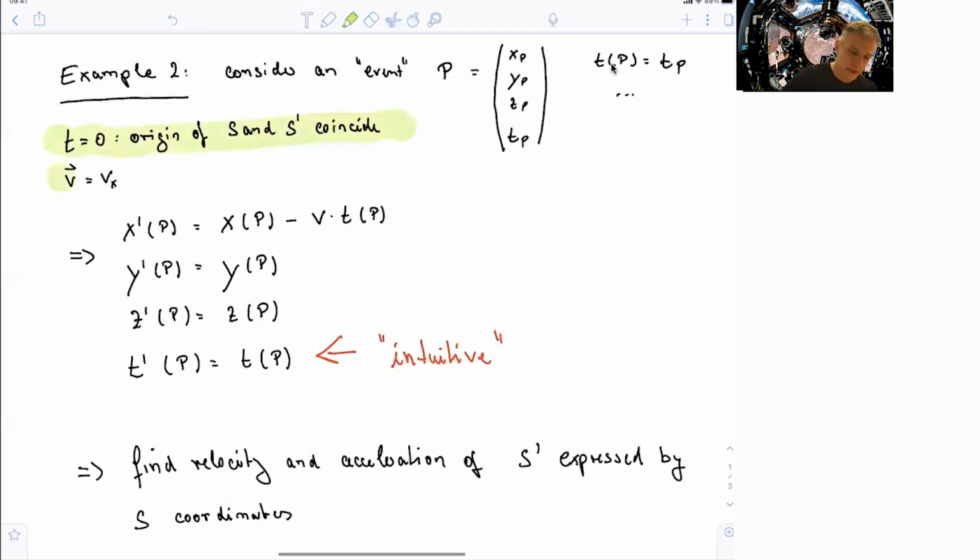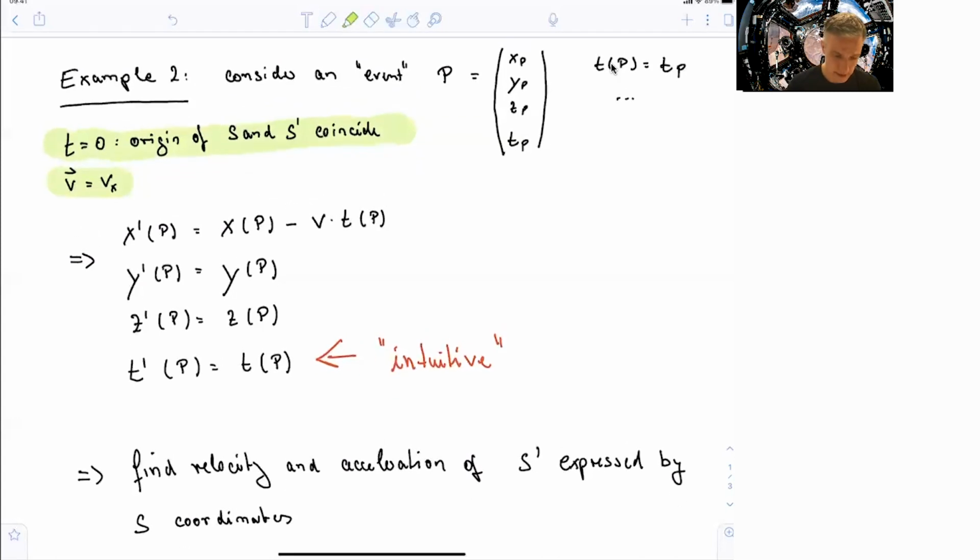We also want to simplify. We can always define the direction of our coordinate system such that the relative velocity between the two reference frames is in one specific direction. Here I decided to use X. I could have used Y and Z, and I could rotate the coordinate systems or the relative movement of the coordinate systems in any way. It's just a simplification here.